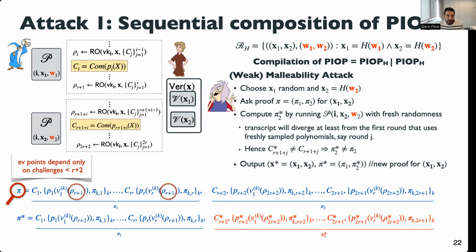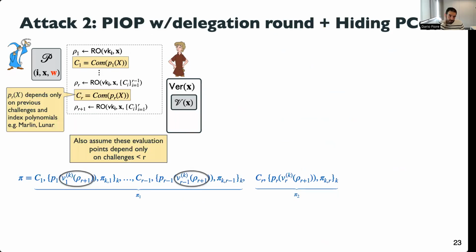Okay. Now, this is a warm-up, because I'm showing an attack for a polynomial IOP that maybe is not so natural, right? Actually, it would be very unnatural to do sequential composition. If you are just proving two statements that are disjoint, you would probably parallelize it. But now I'm going to show that a similar attack would apply to polynomial IOPs that are very natural, because they are the polynomial IOPs underlying Marlin and Lunar.